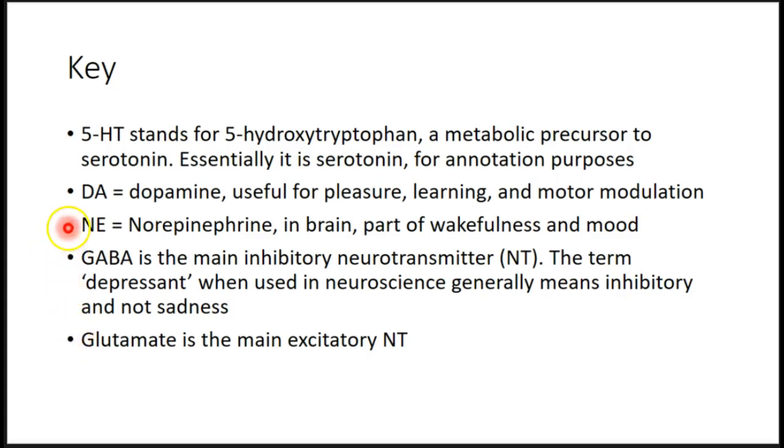GABA and glutamate are actually our most common neurotransmitters. Glutamate's the most common, GABA is the second most common. So really all of these pathways are eventually going to go to something that's either GABA-ergic or glutaminergic. It's either going to suppress, depress, and by depressant we don't mean sadness. By depressant we mean inhibition. We mean less excitation of something downstream. And glutamate is the opposite of GABA. It is going to be the main excitatory neurotransmitter. It's going to increase the activity of downstream neurons.